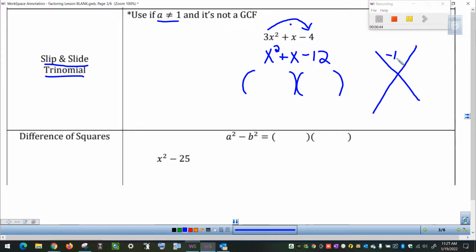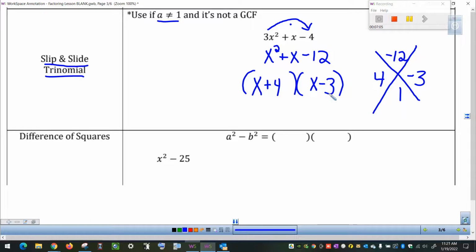All right, so I might start to fill this out like this. I want to think about two numbers that multiply to negative 12, but add to positive 1. Benjamin, what numbers did you find? So this time I got positive 4, negative 3. Beautiful. So we've got x plus 4 and x minus 3.